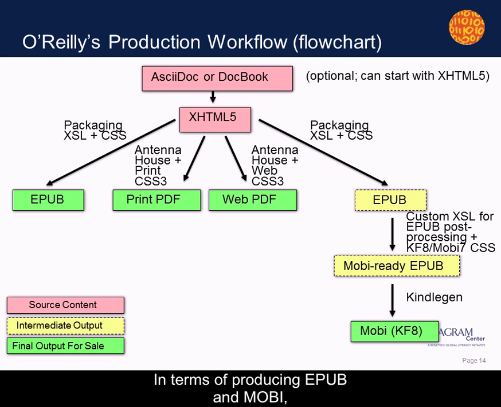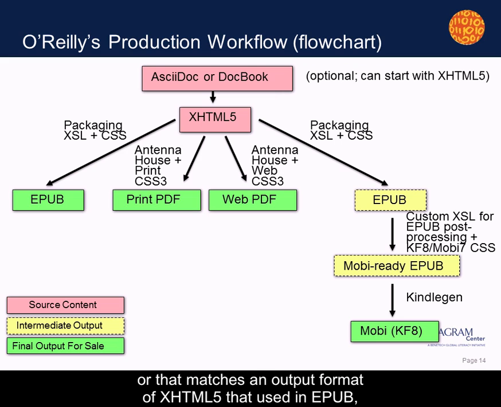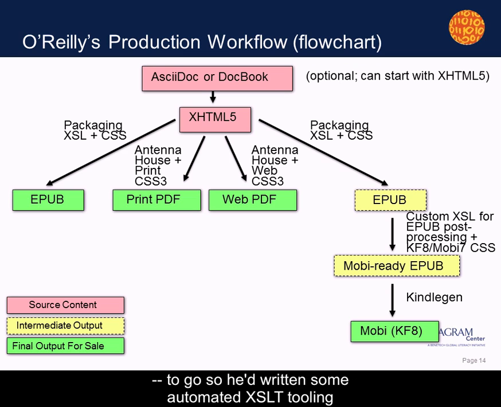In terms of producing EPUB and MOBI, we've written some XSLT style sheets. We're starting with an XHTML5 single source format, and in that sense, that matches an output format of XHTML5 that's used in EPUB. So there's not a far way to go, but we've written some automated XSLT tooling to produce the EPUB package documents, produce the table of contents, the manifest, and so on and so forth. And we combine that with special CSS to produce our EPUB output.